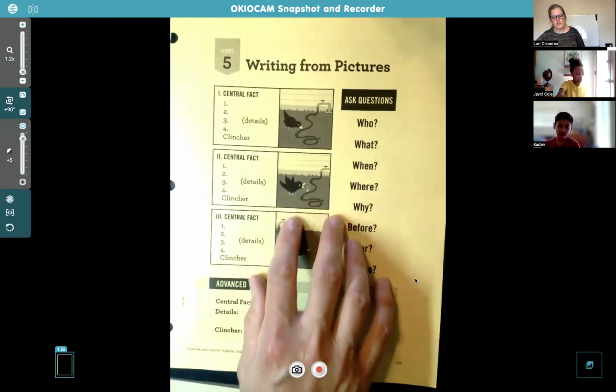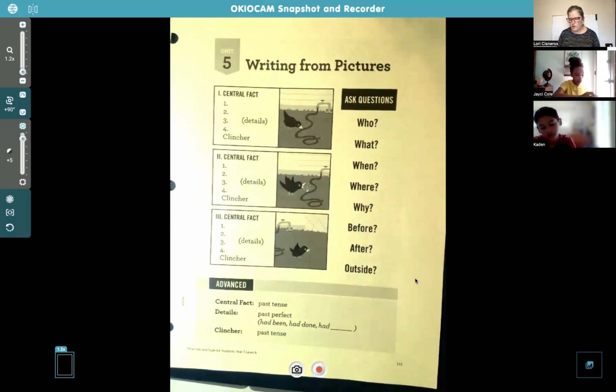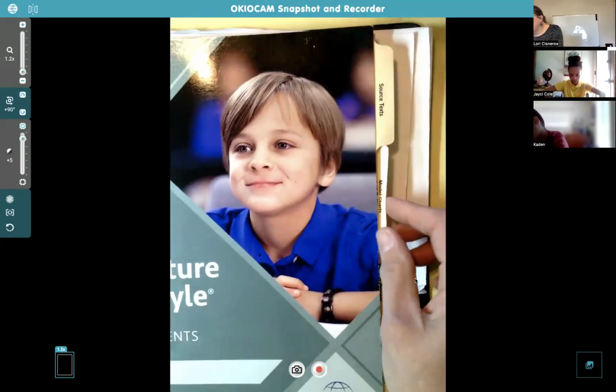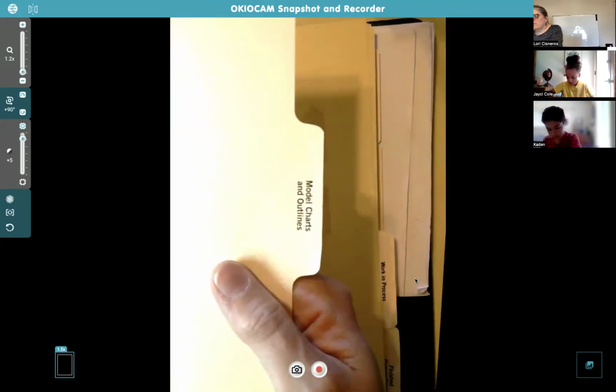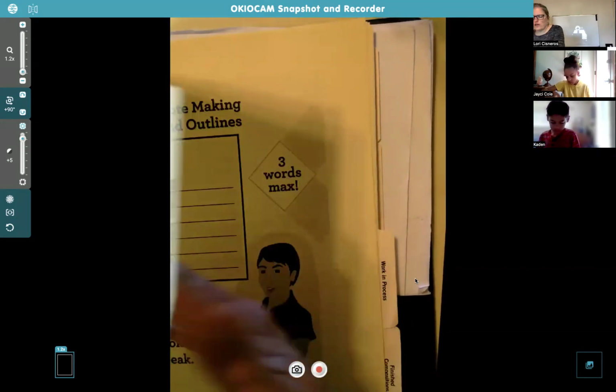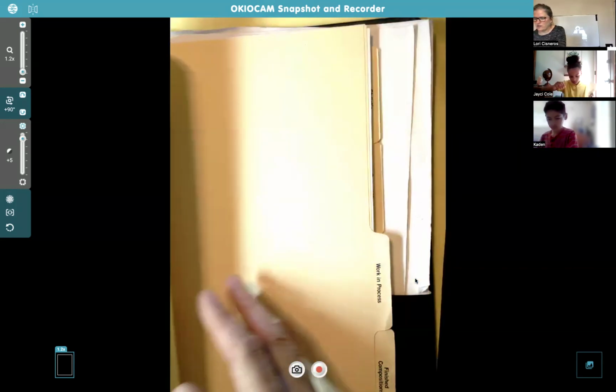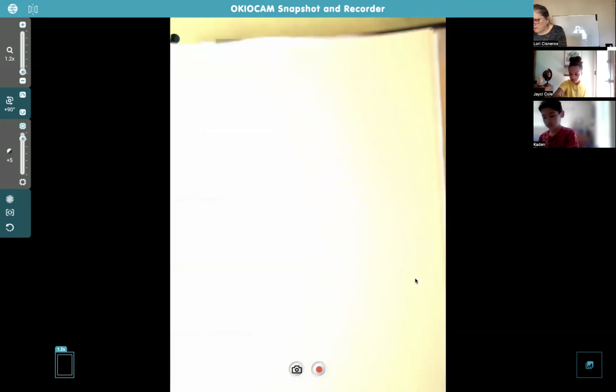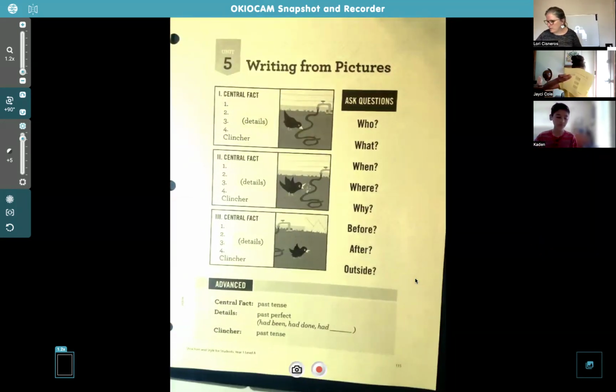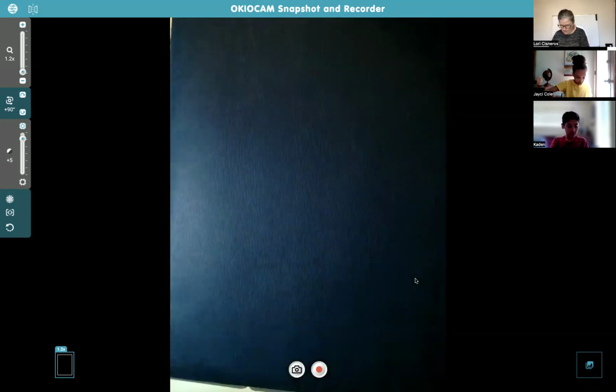This is your yellow page here. That one's going to go behind the tab that says model charts and outlines. So find that tab in your binder. Right here, model charts and outlines, and go ahead and put it at the back of these pages here. Just stick it in there. That's the yellow page, 115. Okay, don't forget to close up your rings when you're done putting that in there.